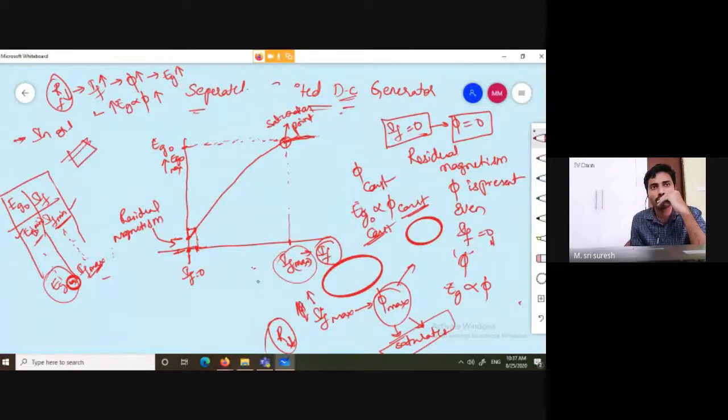Remember that the field winding is mounted on the poles, according to the construction of a DC generator. If you increase the field current, what happens? The flux will increase up to some value. That is the maximum value, the flux maximum value.